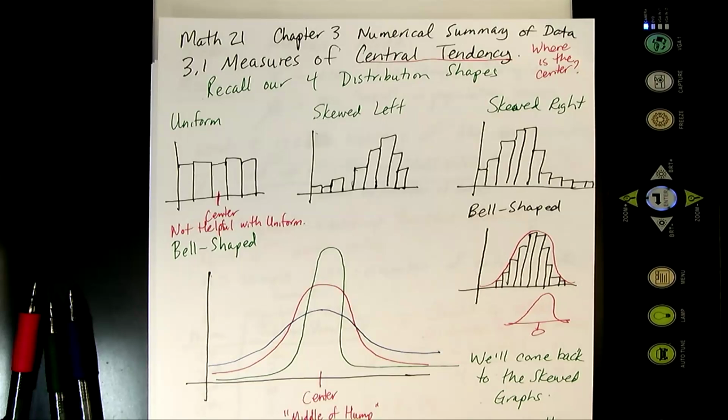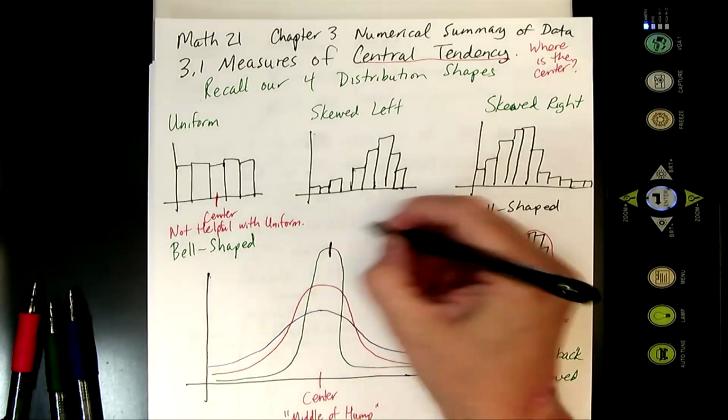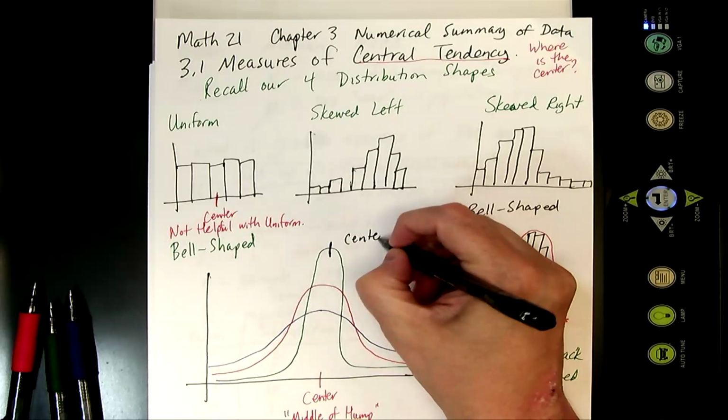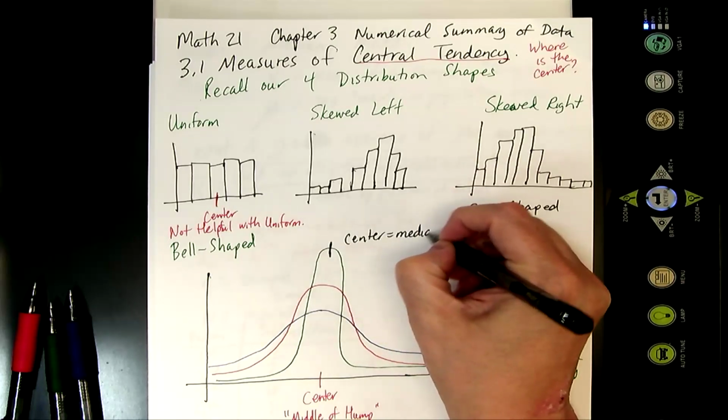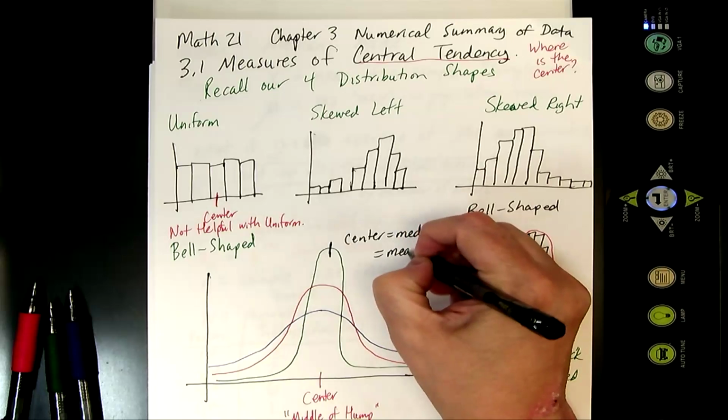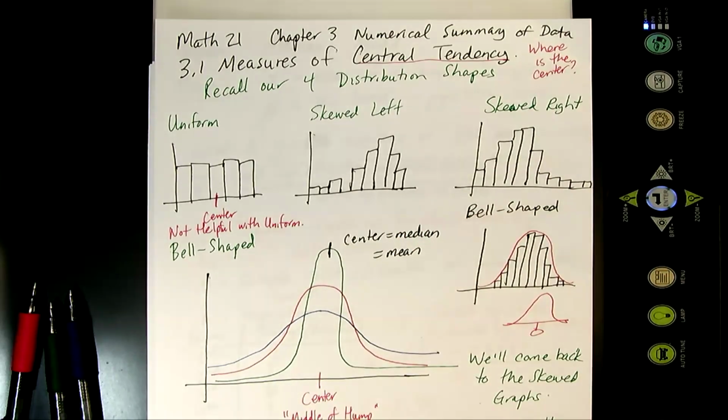So conveniently, for the bell curve, the center is the same thing as the median, and it's the same thing as the mean. The mean is usually actually easier to calculate. The computer, whether you know it or not, can calculate the mean faster than the median, because all it has to do is add it up and divide.